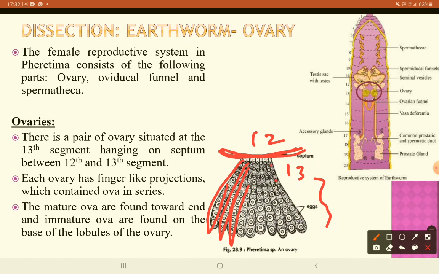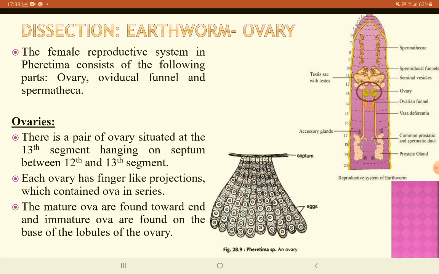If you observe here, you have many ova that are present in ascending order of development. So the matured ova are found on the end of these lobules. Towards this end, whatever you find are the matured ova, but here the ones which you find are immature ones. So the mature ova are found towards the end, and the immature ova are found on the base of the lobules of the ovary. So this describes the ovary in case of earthworm.